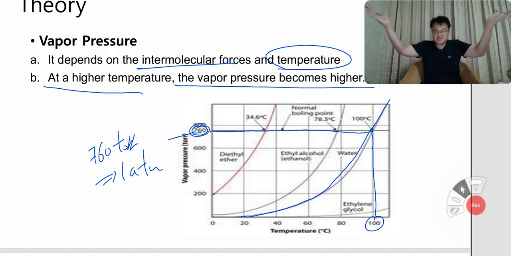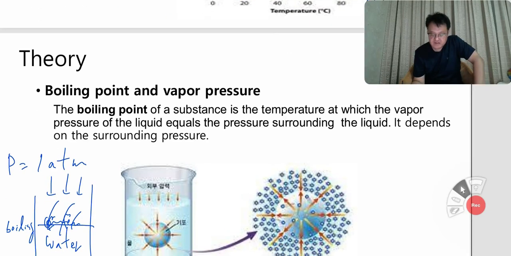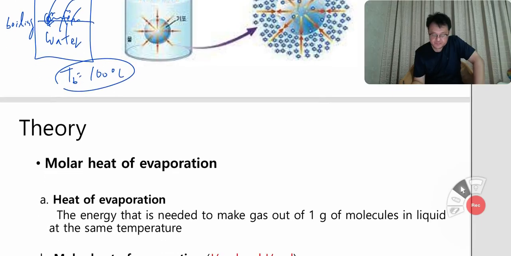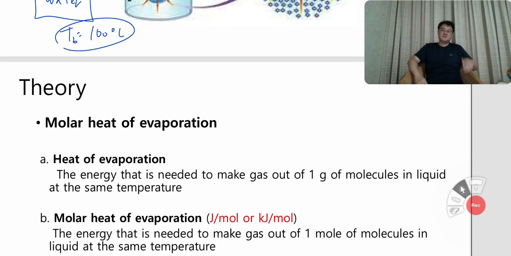So when the external pressure is 1 atm at 100 degrees Celsius, because the vapor pressure is 1 atm, the external pressure and vapor pressure become the same, and that is the boiling. The temperature where that happens is the boiling point. At that temperature we see boiling of water. The external pressure and vapor pressure are the same, and that is the boiling point. So when a liquid boils, at that temperature the external pressure and the internal pressure, the vapor pressure, should be the same.